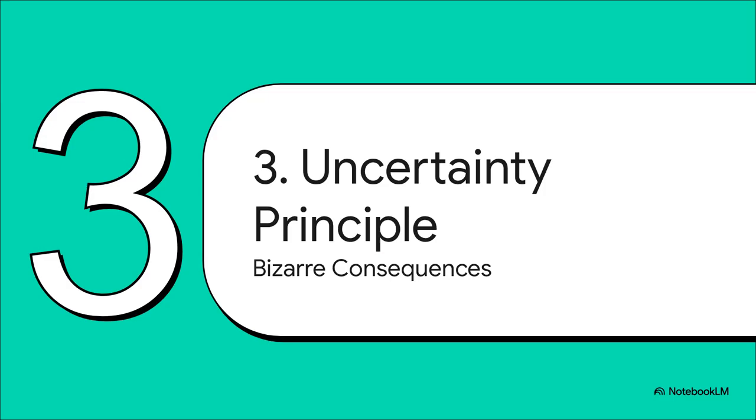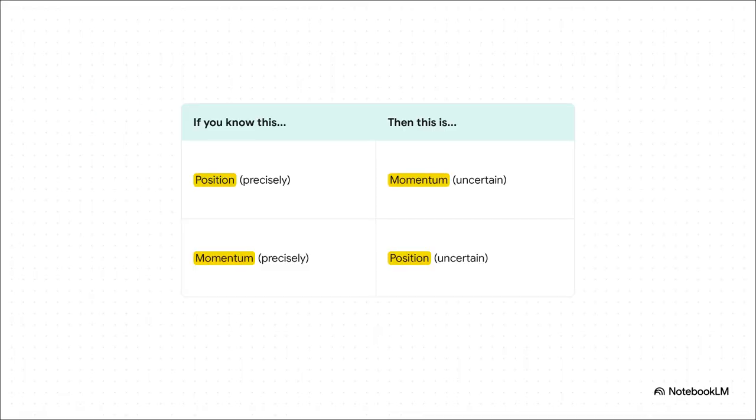Section 3, the uncertainty principle. So if we're living in a universe governed by probabilities, well, things are about to get even stranger. This leads to one of the most famous and, frankly, bizarre consequences in all of science. This is the famous Heisenberg uncertainty principle. And what it's telling us is that there's a fundamental trade-off baked into reality itself.